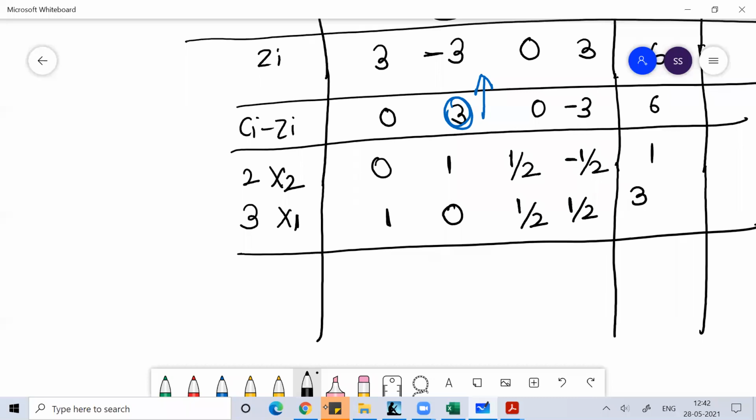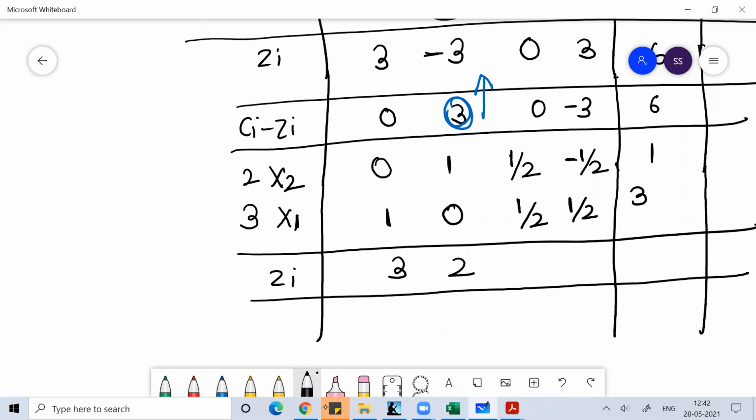Once you get this value, now I'll find the Zj value. Zj value is 2 into 0 plus 3 into 1, then 2 into 1 plus 3 into 0, then 2 into 1 by 2 is 1, 3 by 2 is 1.5, 1.5 plus 1 is 2.5. Then this is minus 1, 3 by 2 minus 1, so 1.5 minus 1, that would be 0.5. This is 2, 9 plus 2, 11.